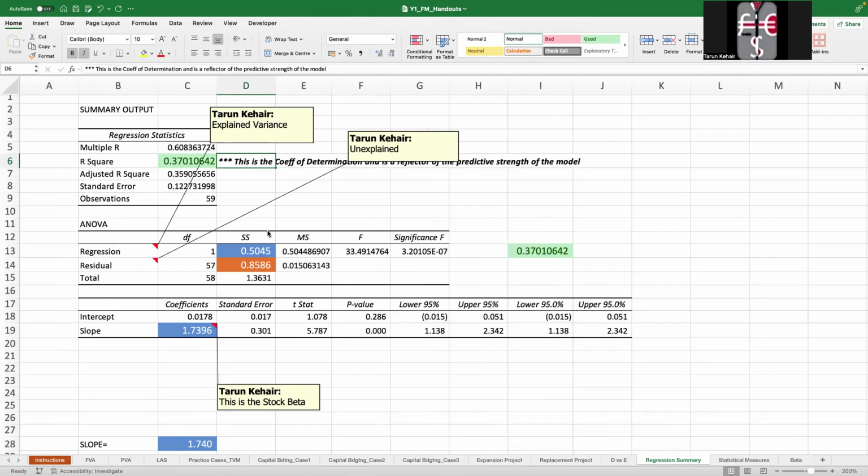What is this P value? P value is about statistical significance. If the P value is less than 0.05, it demonstrates statistical significance. If it is more than 0.05, it means there is no statistical significance.